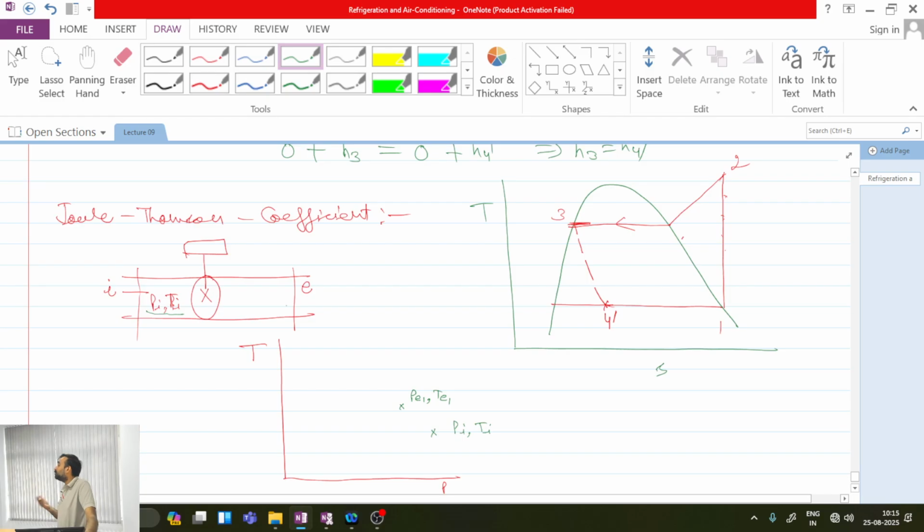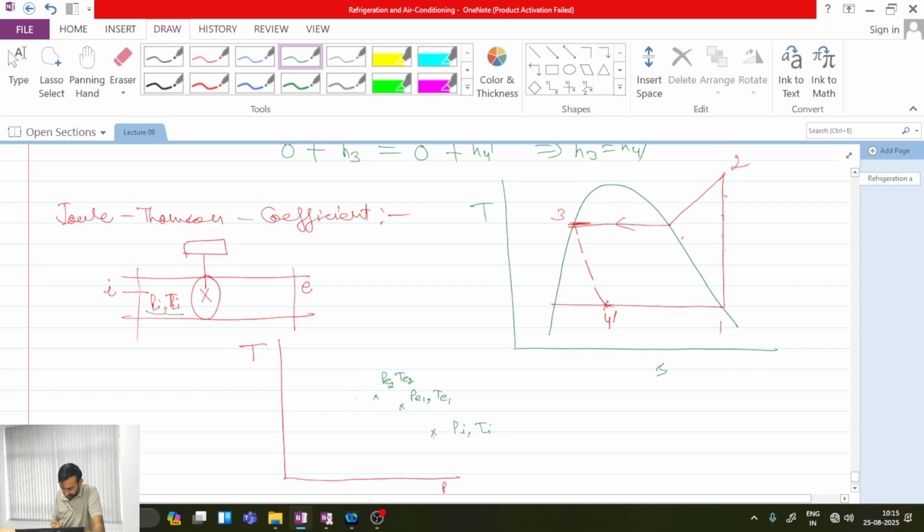Decrease in pressure will be more. So say I will be having some another point PE2 and TE2. So in this process you can see when I am starting from Pi, in this exit state pressure has decreased, temperature has increased. When I started from this point and reached to this point, then again pressure has decreased and temperature has increased.